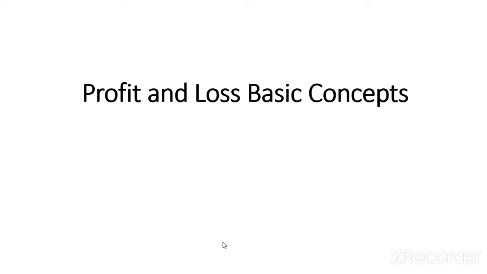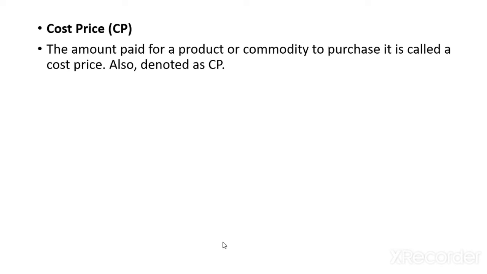First of all, we'll start with what is SP and what is CP. You might have heard about cost price and selling price. What is cost price? The cost that you pay for something, whatever you are buying, whatever you are putting your money into, that is cost price. The amount paid for a product or commodity to purchase it is called cost price, and we denote it with CP. CP stands for cost price.